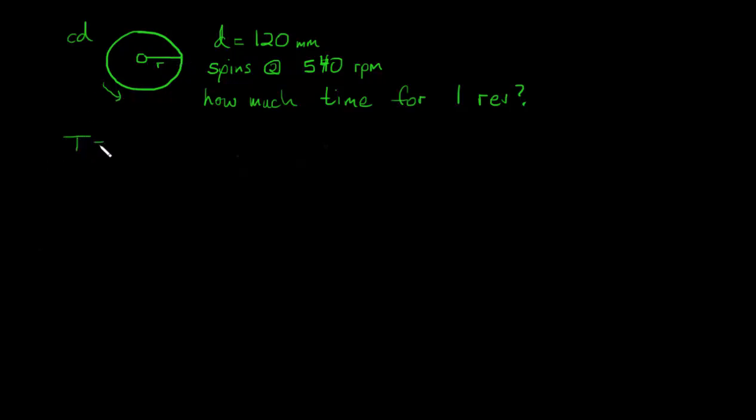So the period is going to be 1 over the frequency. And so we need to figure out the frequency. Remember that frequency is the inverse of your period. But we actually won't use this. It's given to us right here. This is our frequency. So the frequency is 540 revolutions in 1 minute.